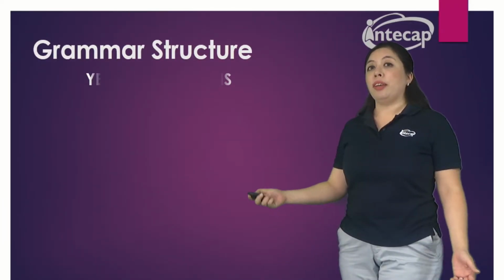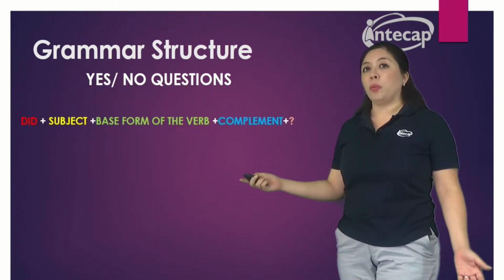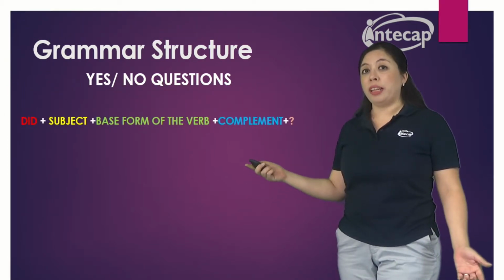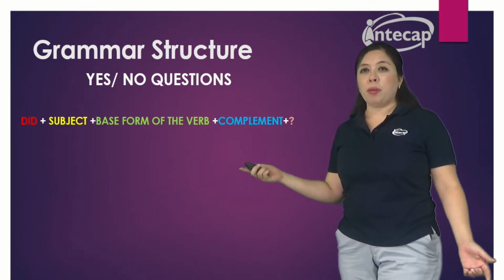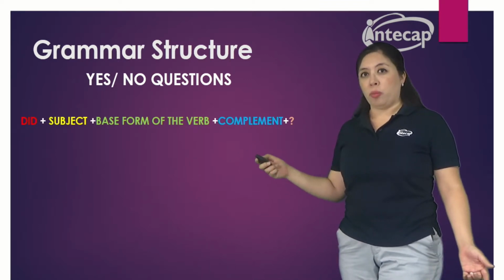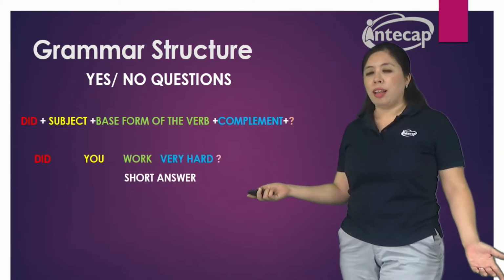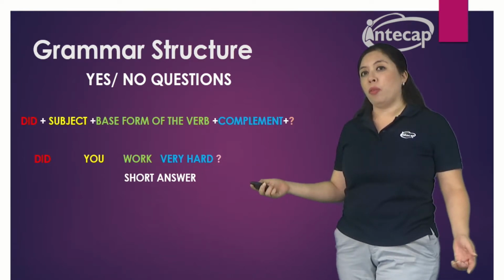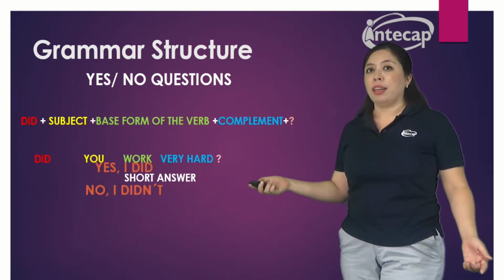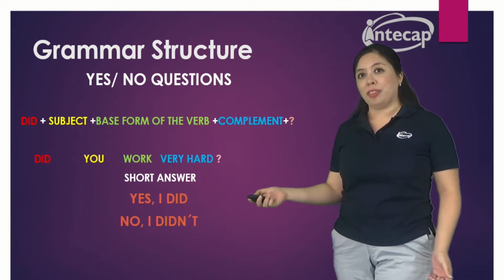Now we are going to see how to create yes/no questions. For yes/no questions, we need the auxiliary verb did plus subject plus base form of the verb plus complement, and don't forget the question mark. For example, did you work very hard? And we need short answers. If it is affirmative, we are going to say yes, I did. And if it is negative, no, I didn't.